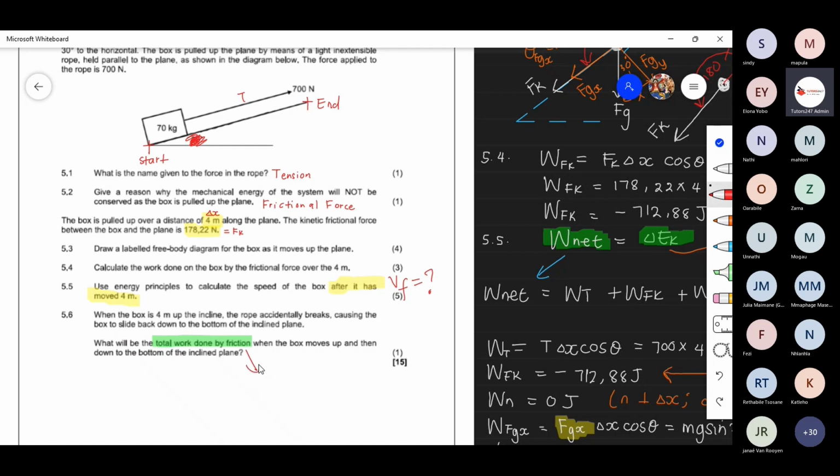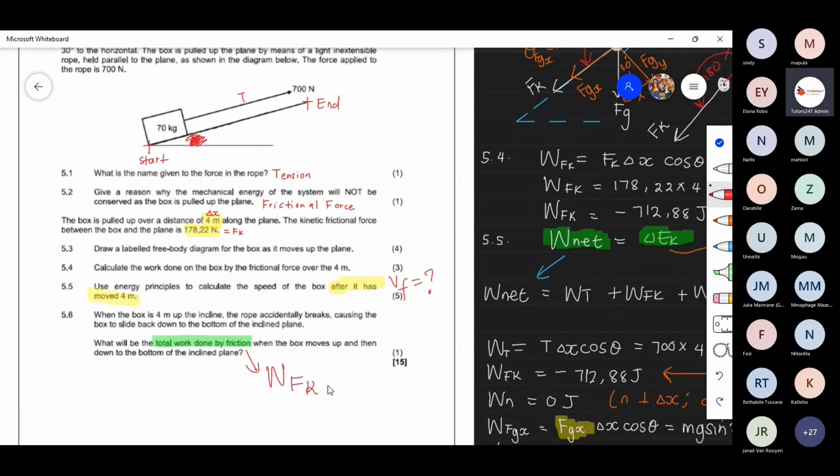So don't confuse this with the previous frictional force that we calculated, right? That previous frictional force was when there was a tensional force moving up the incline as well. But in this specific case, they want us to find the work done by frictional force after the rope has snapped, or after the rope has broken, so that the object now starts to move down the incline.